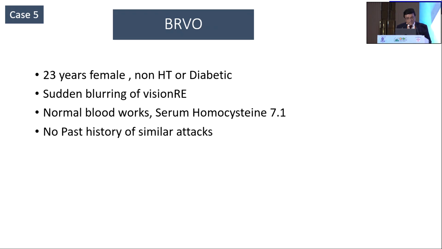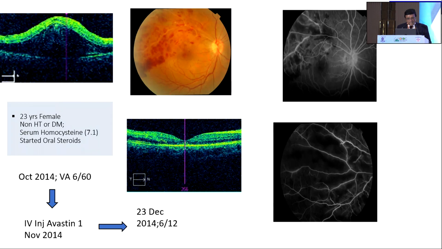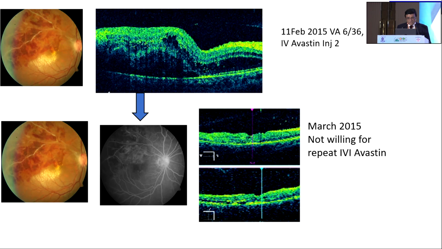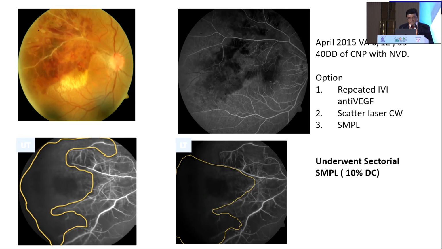This was a 23-year-old female, non-diabetic, non-hypertensive, possibly an inflammatory branch retinal venous occlusion with a homocysteine of 7.1, and she received 2 Avastin injections for her macular edema with branch vein occlusion. This is the second injection which she received, and then for some reason she said, I am not willing for a repeat injection of Avastin. You can see here a large area of capillary non-perfusion, which we treated with a sectorial micropulse laser of 10% duty cycle.